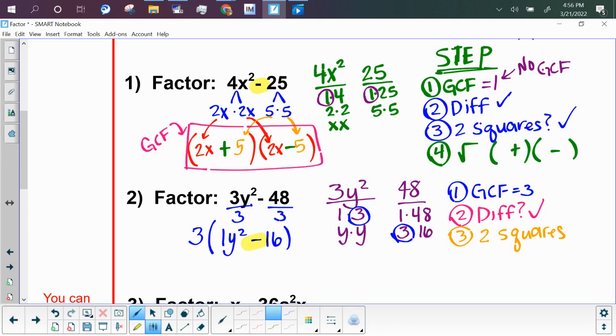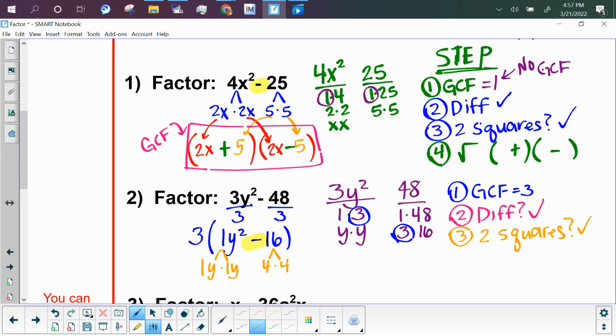So if I look at 1y squared, does a number times itself give us 1y squared? Well, I know y squared is y times y, and 1 is 1 times 1, so I could do 1y times 1y. And 16, hey, doesn't 4 times 4 make 16? So yes, 2 perfect squares. My answer was yes, so I keep going.